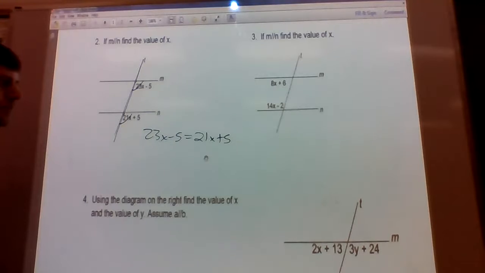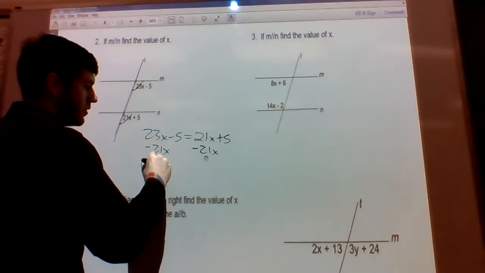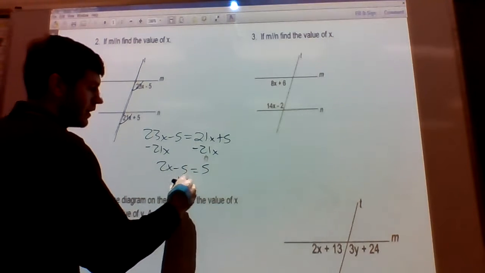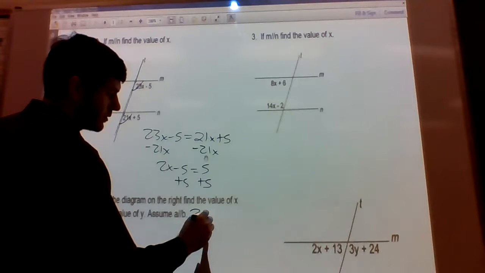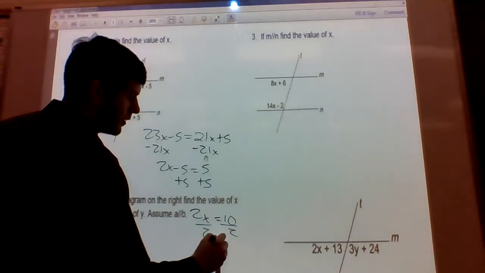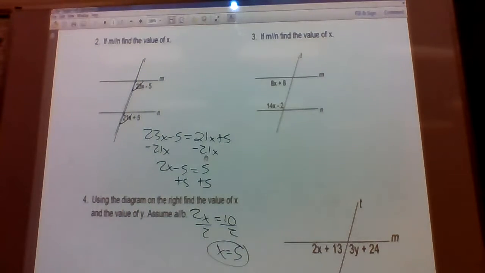Subtract 21x from both sides. We get 2x minus 5 equals 5. Add 5 to both sides. We're going to end up with 2x equals 10. Divide by 2. X is going to be 5. And the question is just asking us to find the value of x.